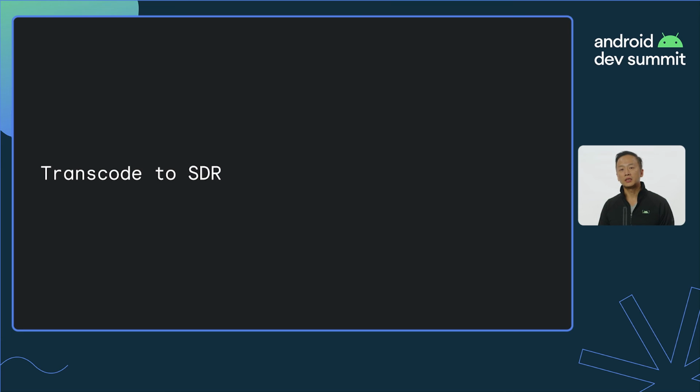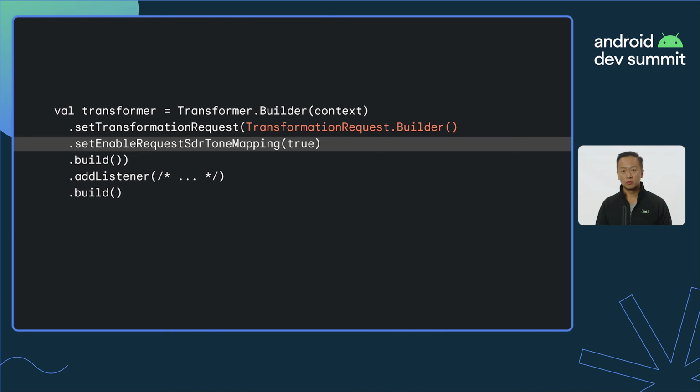To ensure you retain the highest quality media in 8-bit, you'll want to transcode them properly. Luckily, Transformer makes this easy. We do this by passing the media through Transformer and enabling SDR tone mapping. The library will take care of the rest for you.